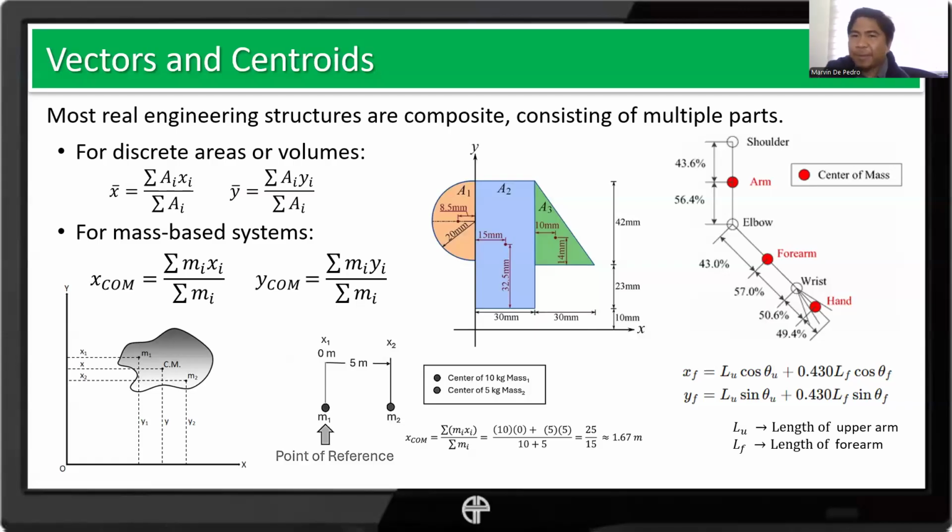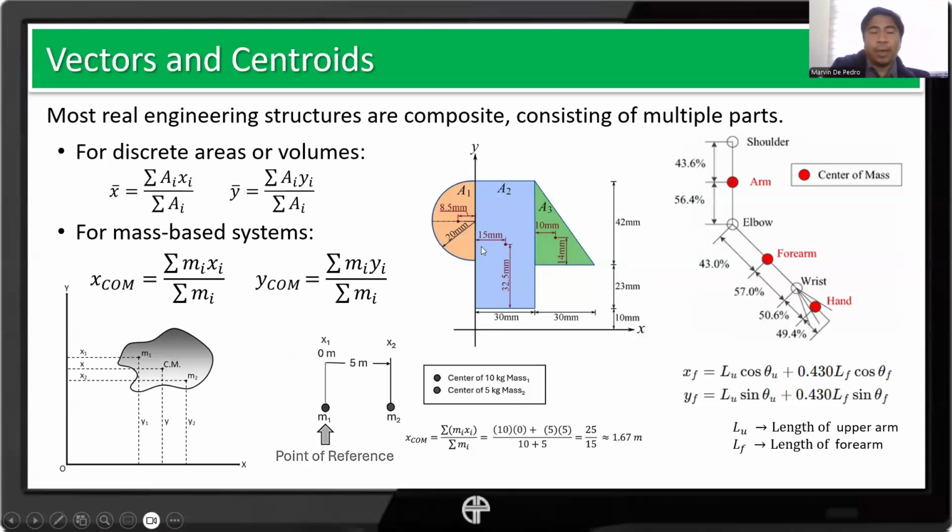What else? You can observe some of these examples, like this plain area that is a combination of different shapes, or this one, a representation of a robotic arm consisting of a forearm, an upper arm, a forearm, and a hand. The principle is basically the same, and we use this assumption or approximation of the location of the centroid or the center of mass.